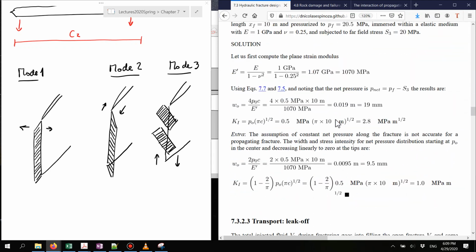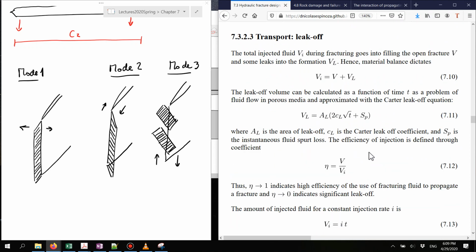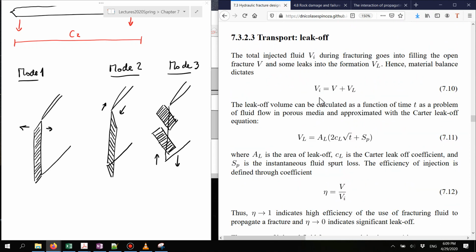All right, so for the leak-off, it's a relatively easy problem to solve. We just need to do a mass balance. We know that the total injected volume into the formation is going to divide into the volume that actually stays in the fracture plus the volume that leaks off into the formation.